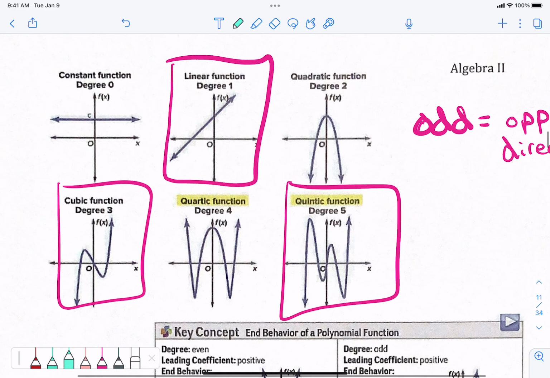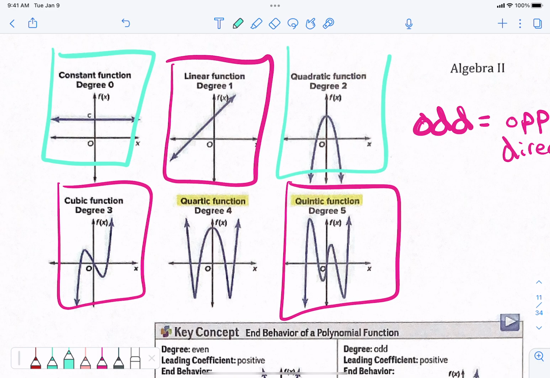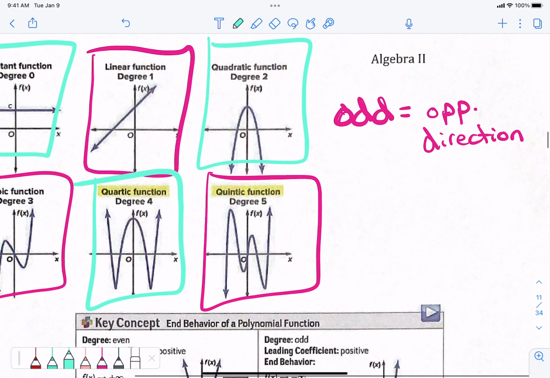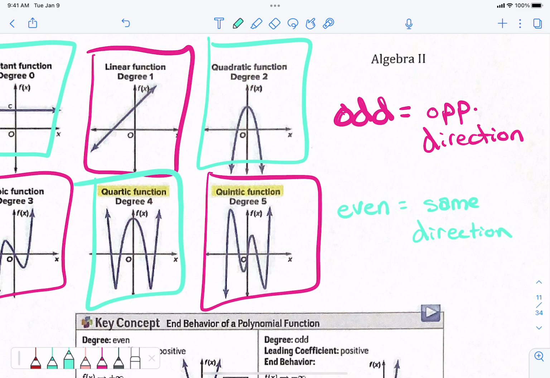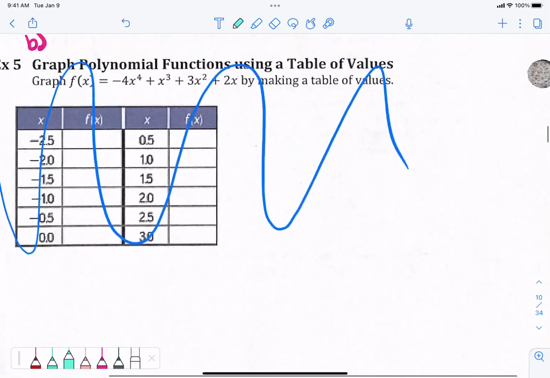Now I'm going to do the other ones. Constant, they say degree 0 is technically even. Degree 2 or degree 4, those are all even functions. What do you notice about those even functions? Same way. They're going the same direction. So they're either both going up or they're both going down, right? Same direction. Okay, so let's decide. Is it going opposite directions or the same direction for our A and B? I'm going to go back to that. Here we go.